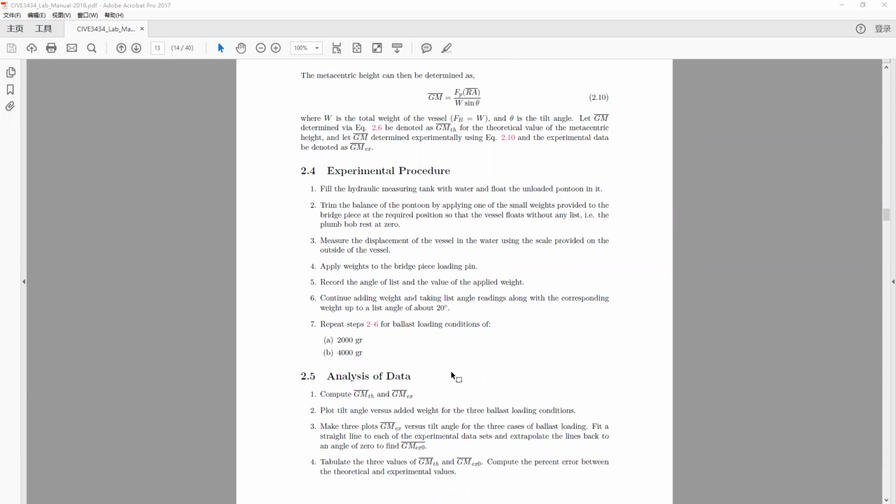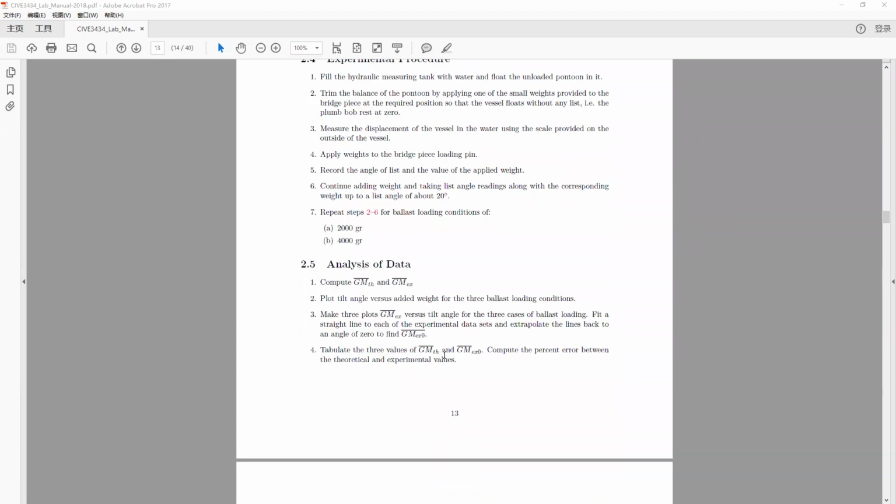You make a table, say this is case 1, and there's a list of the GM experimental values, and you will use them for graphs later. Plot the tilting angle versus the added weight for the 3 ballast load conditions. Let me draw a picture to show you what this looks like. Let's use tilting angle theta as the y-axis, and the added weight, the mass m, on the x-axis.